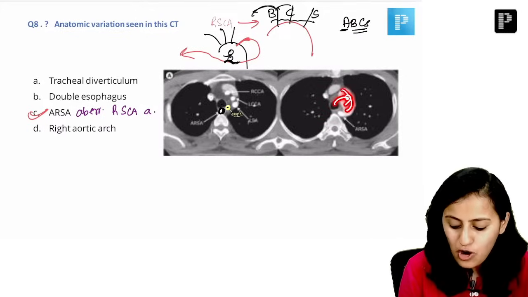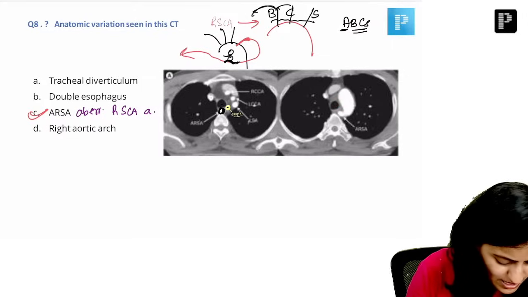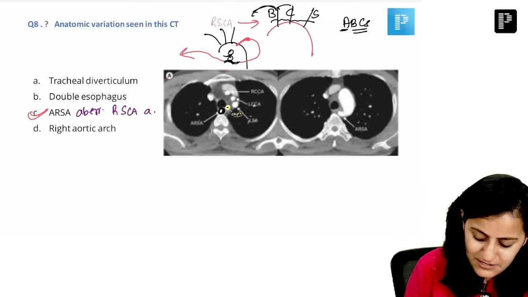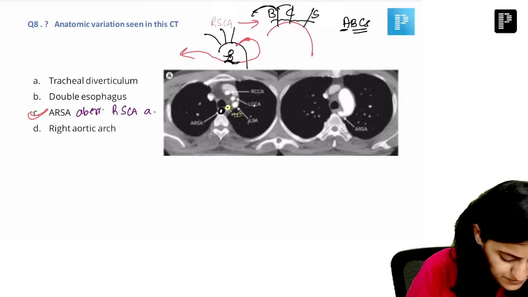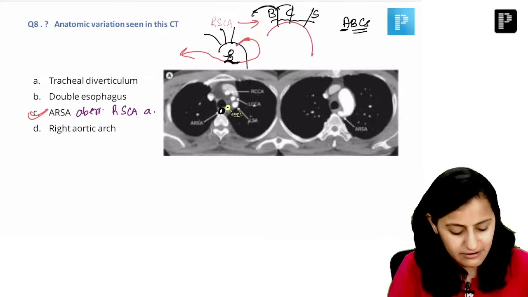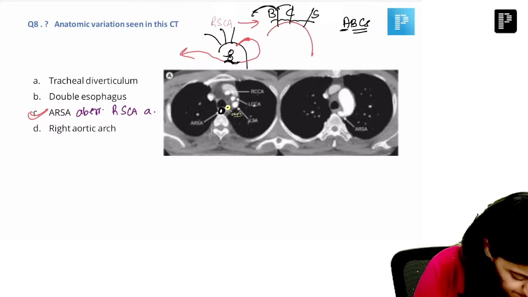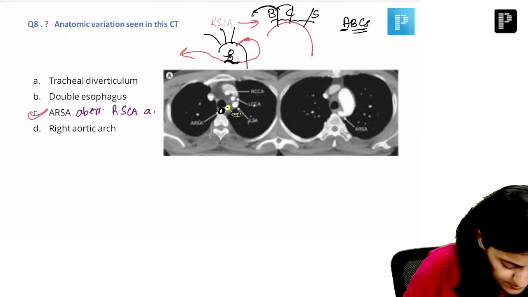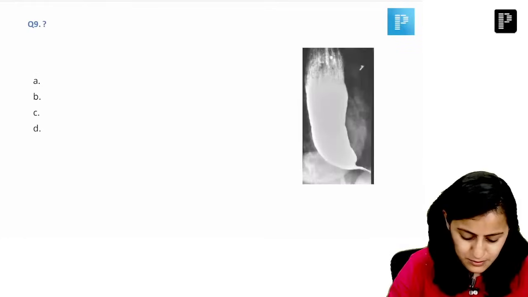This is the normal arch of aorta, to the left side of the trachea. There was no right-sided aortic arch. Right aortic arch is not there at all. The aortic arch was not shown. This is an anatomical variant only, this is normal. Not all the patients will be symptomatic here. Clear with everyone? Right. Going to the next one.